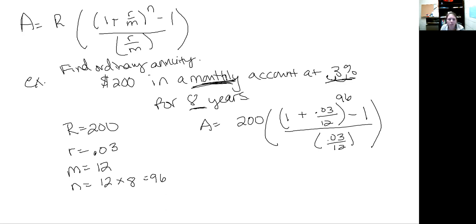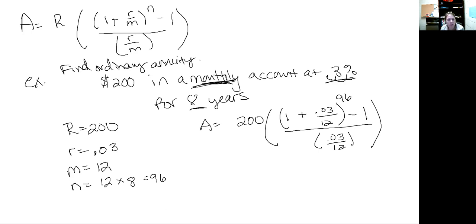All right, anyway, we'll have to go back and forth. Okay, so the first thing we want to do is we want to do this part first, okay? So when you do this in the calculator, because it's in parentheses, you need to do division first. So you're going to take your 0.03 and we're going to divide it by 12.